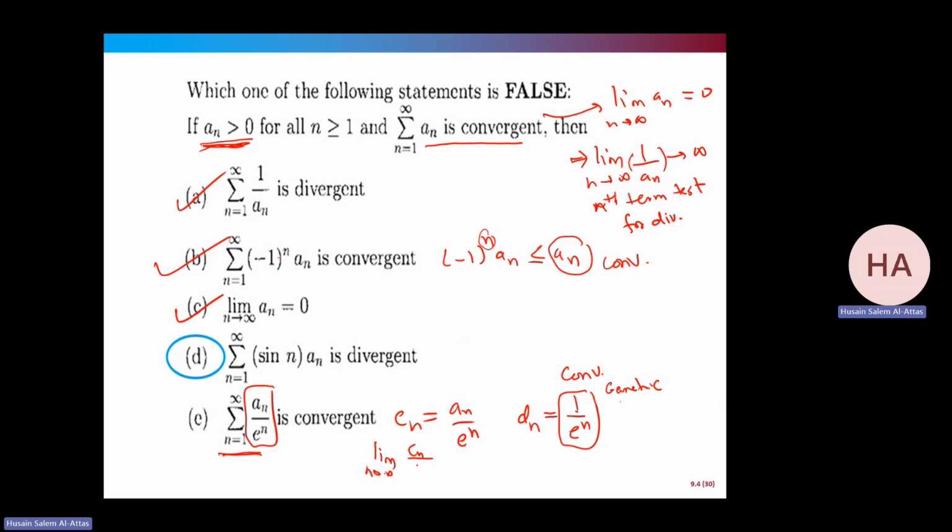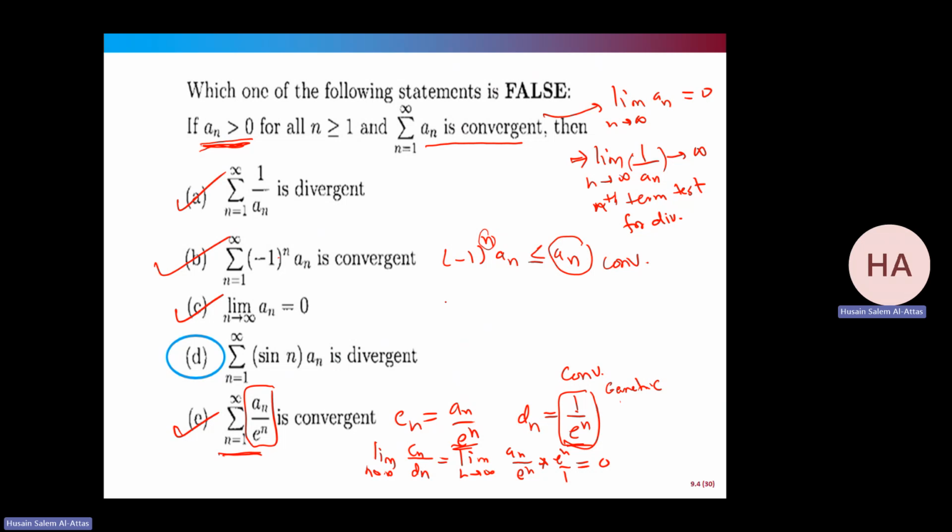And the limit comparison, with Cn over Dn, that will be the limit of An over An times An over 1, and that limit is 0. And this one converges, so for sure this one converges. So this is correct. This one is wrong. Why?